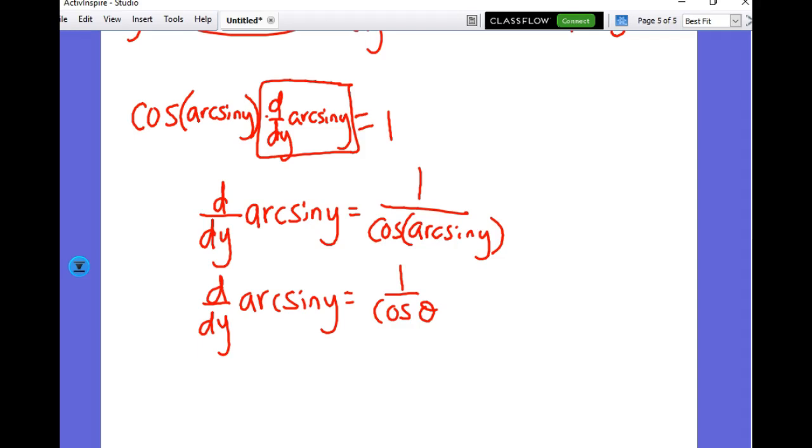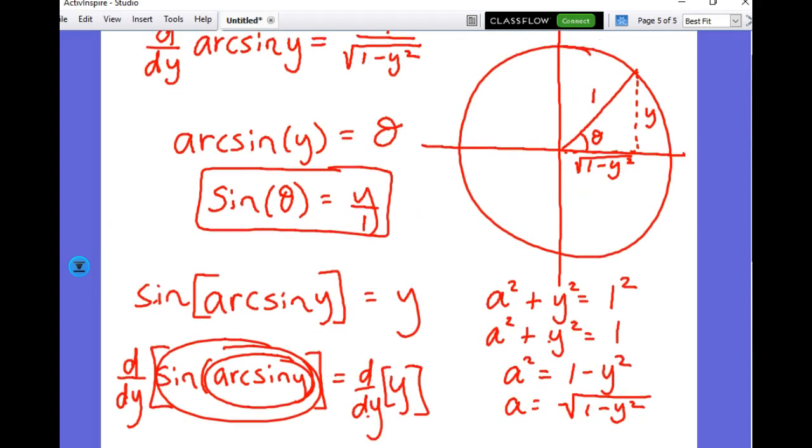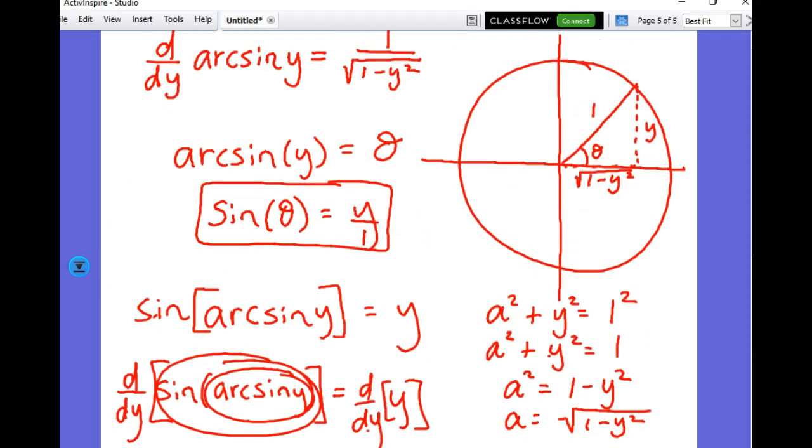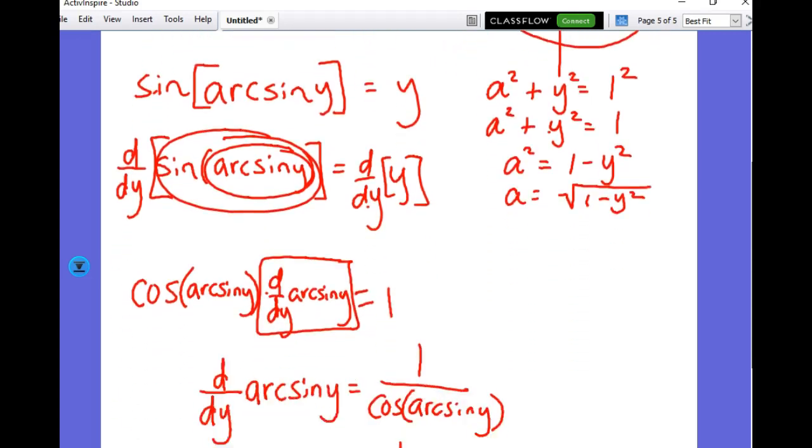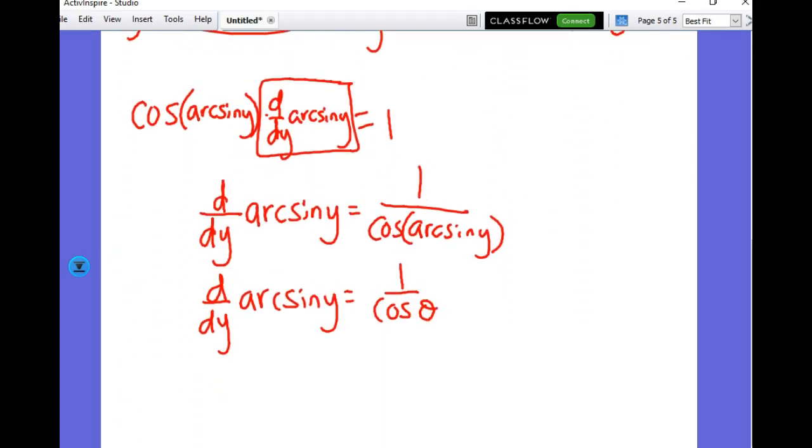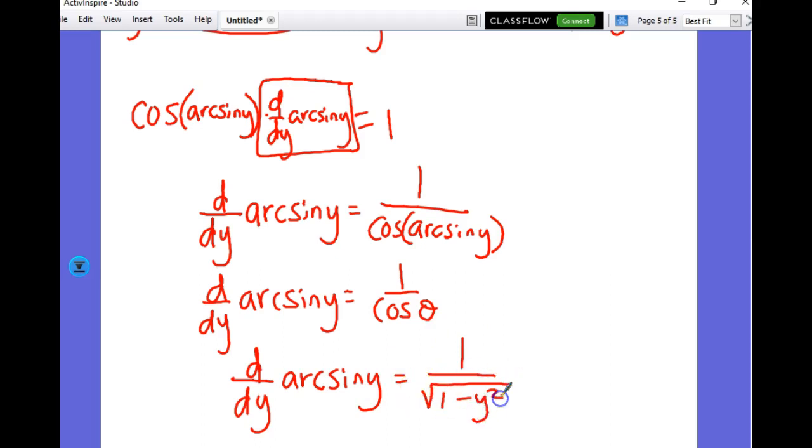So I'm going to come back up here and figure out what is cosine of theta. Well, if you guys don't remember, cosine is adjacent over hypotenuse. So it's going to be this adjacent over hypotenuse, 1. So this over 1 is just the square root, because anything divided by 1 just stays the same. And we end up with our final step, which states that the derivative of arc sine of y is equal to 1 over the square root of 1 minus y squared.